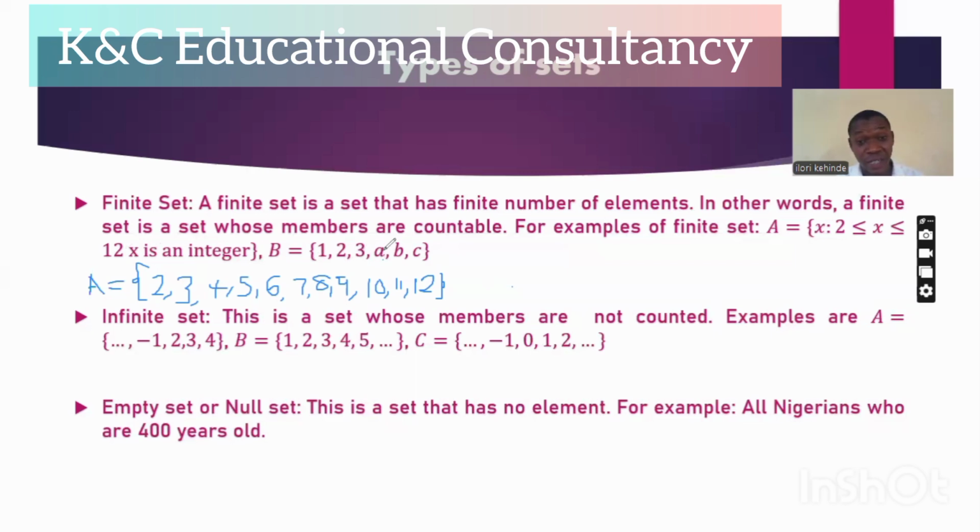So then we also have B. B is already a listed element set. This is another example of a finite set. But when you look at the next one, which is called an infinite set, this is a set whose members cannot be counted.